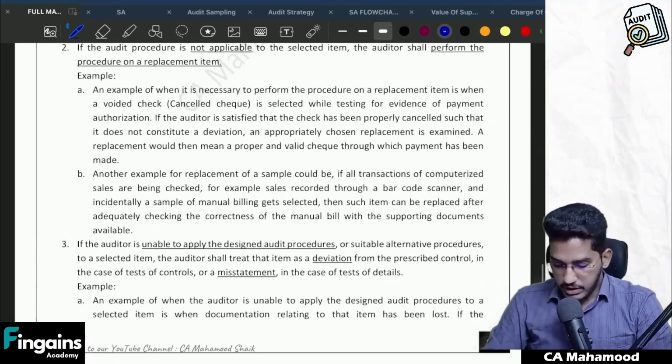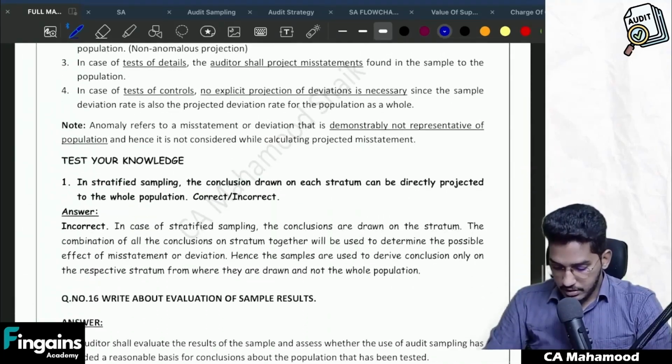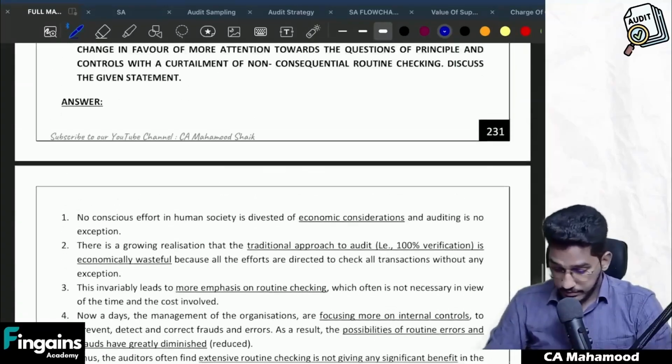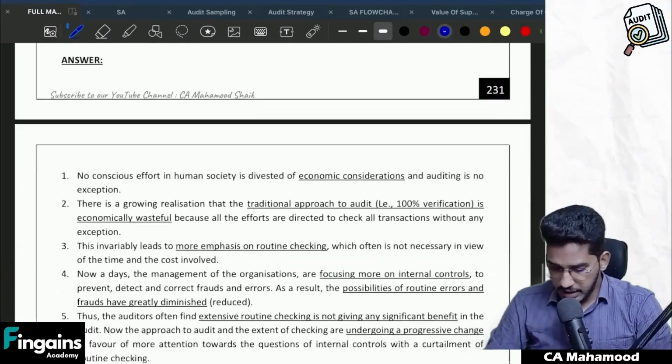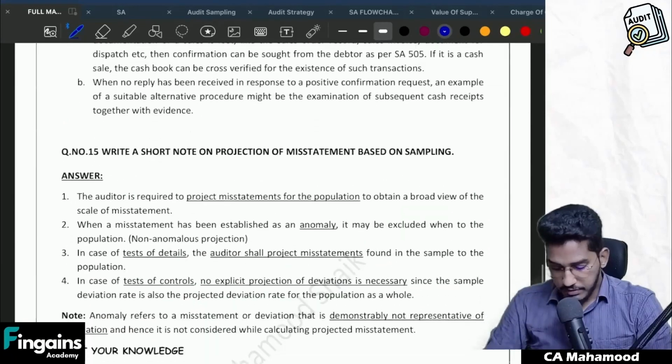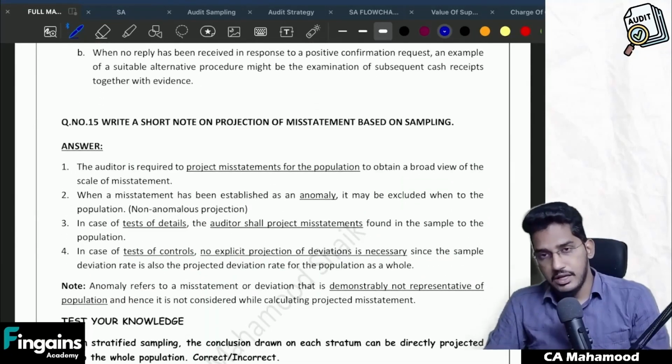Now we are actually left with only 3 more questions, 14, 15 and 16. 13, 14, 15, 16. Okay. So question number 13 is there. Those questions we'll try to understand in our next session.